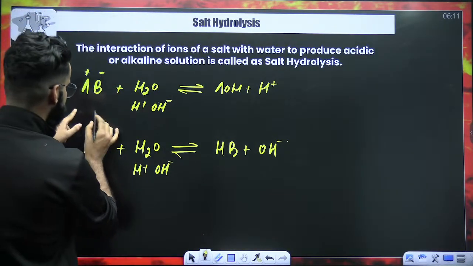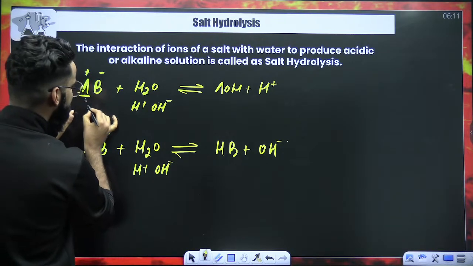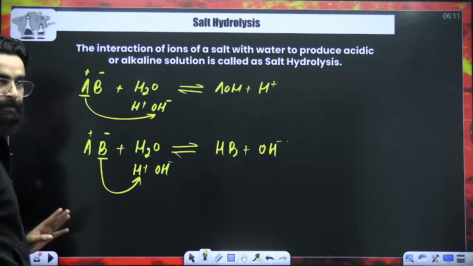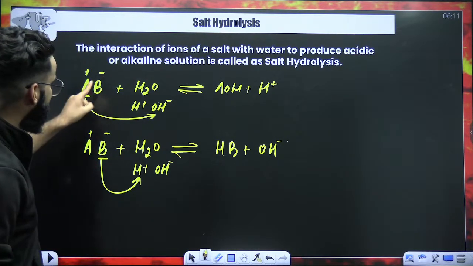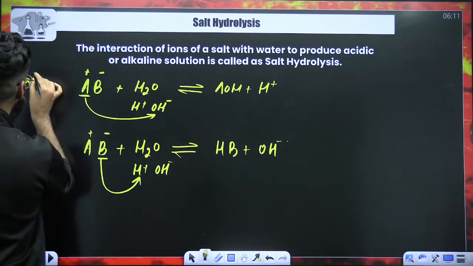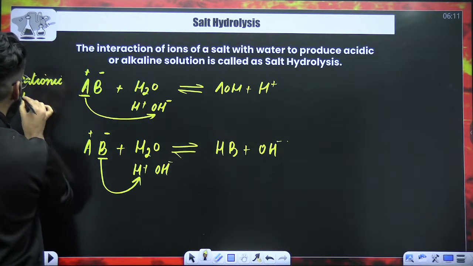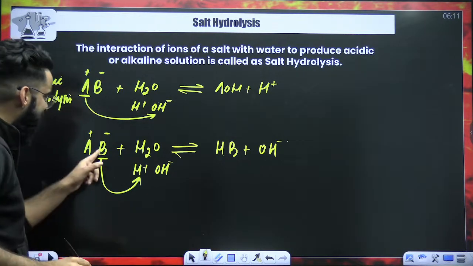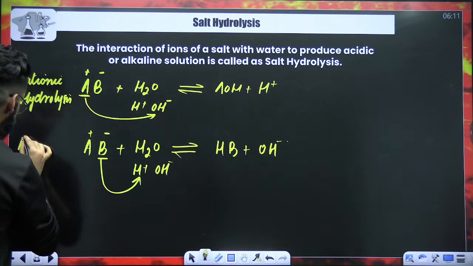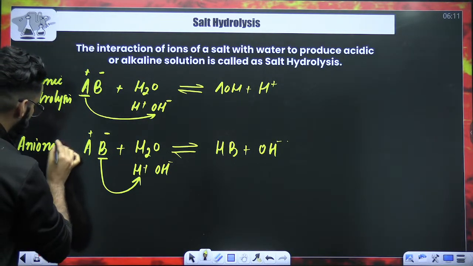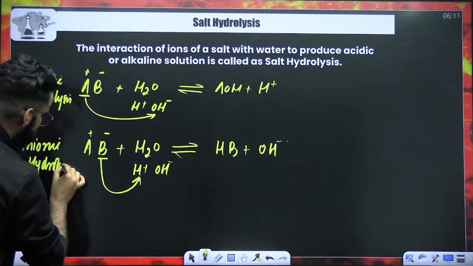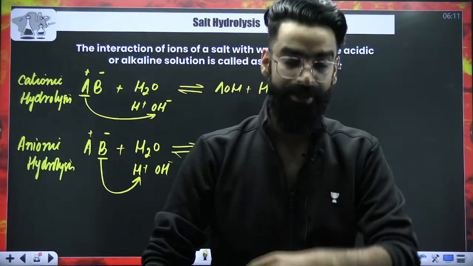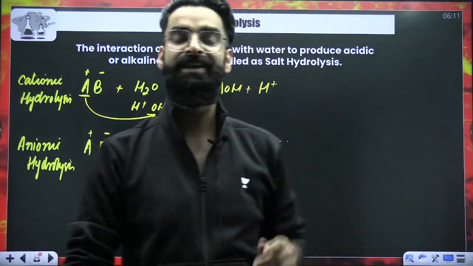Over here, in the first case, it is the cation of the salt which interacted with water. In the second case, it is the anion of the salt which interacted with water. Do remember, when the cation of the salt interacts with water, this hydrolysis is what you call cationic hydrolysis. Similarly, when the anion of the salt interacts with water, this hydrolysis is what you call anionic hydrolysis. So we have to discuss these two hydrolyses in detail. Cationic hydrolysis, when the cation of the salt interacts with water. Anionic hydrolysis, when the anion of the salt interacts with water.